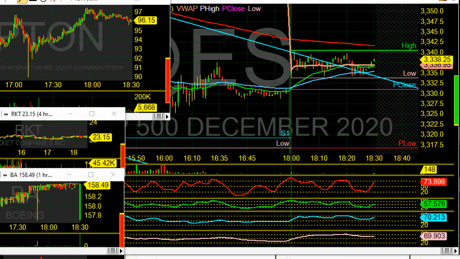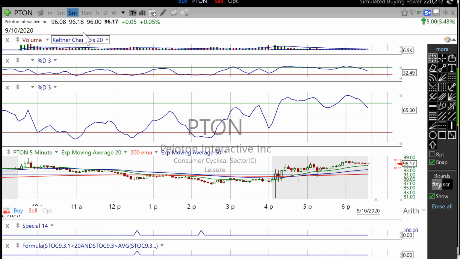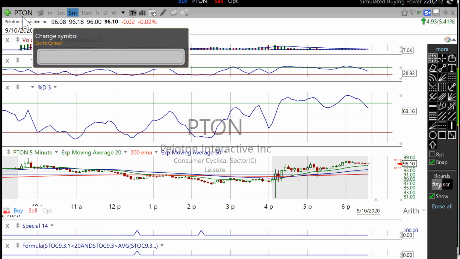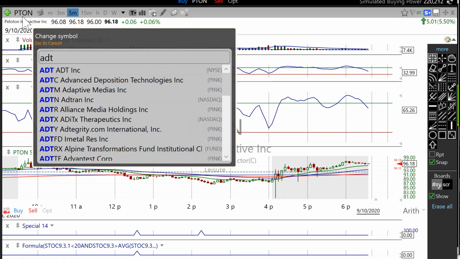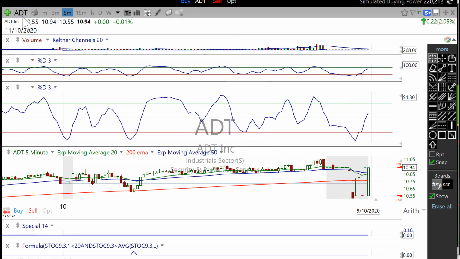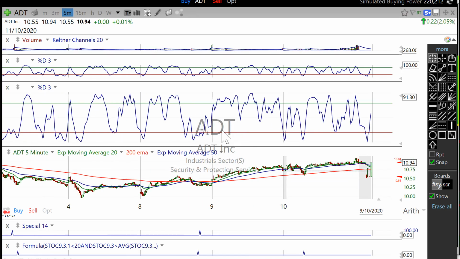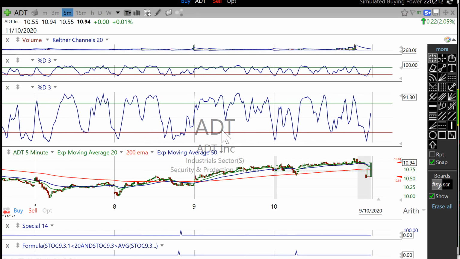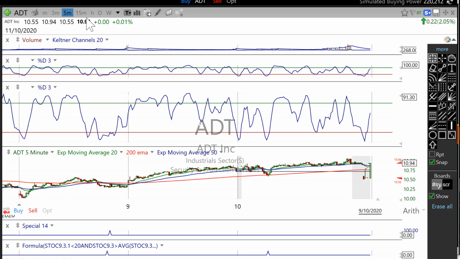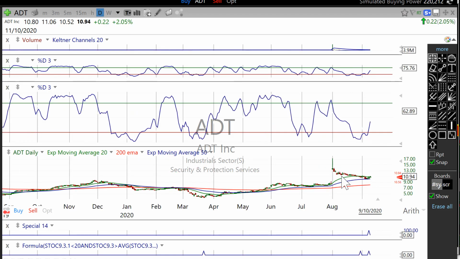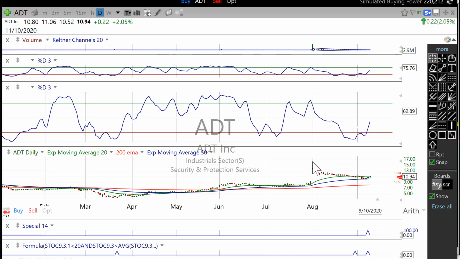So that was it. But I went over and got into a new position today, and Dak texted me the setup. He said, take a look at ADT, which is the security company, ADT security and protection. Right when I looked at it, I was like, wow, what happened here? So they made a partnership with Google.